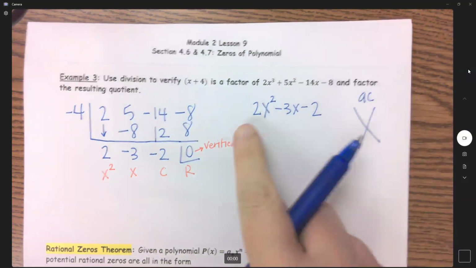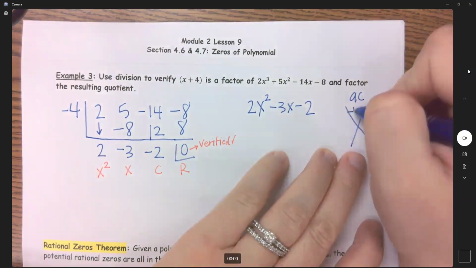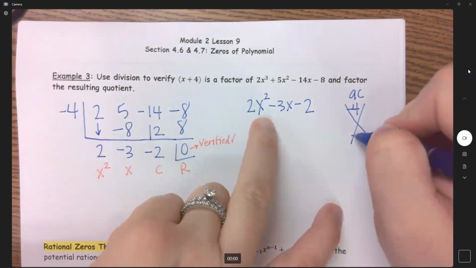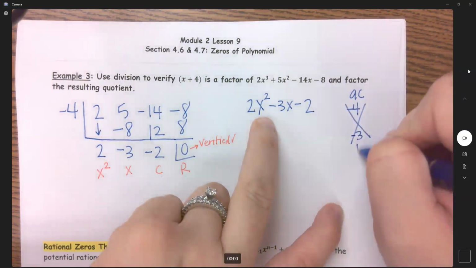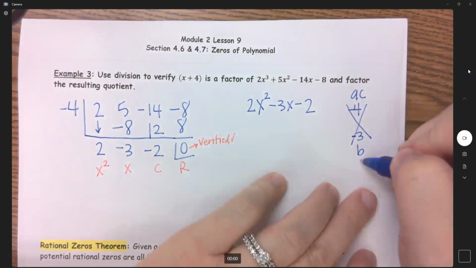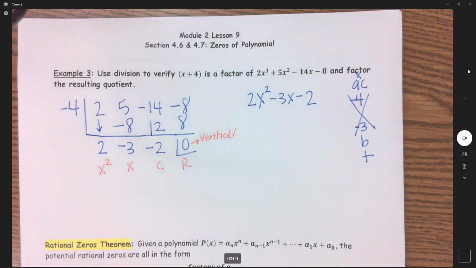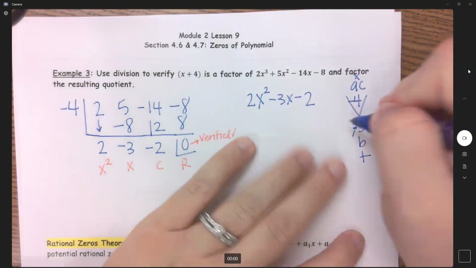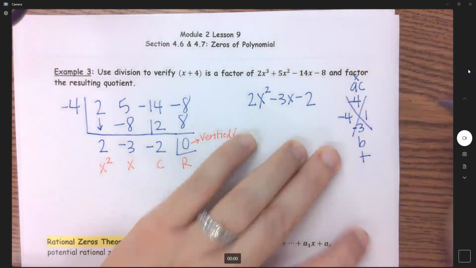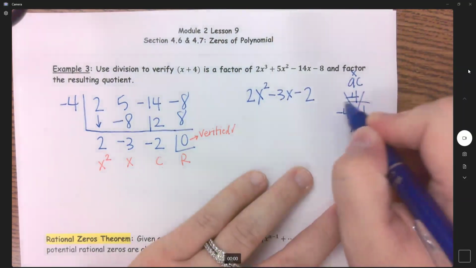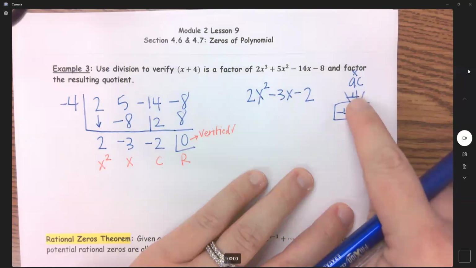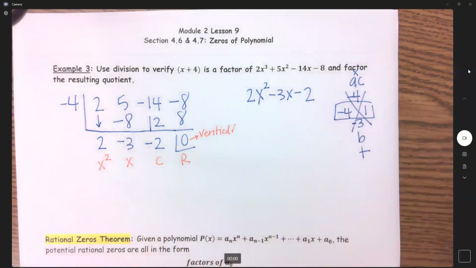My a times c is 4 times -2. My b term is -3. So what adds up to b but multiplies to ac? Pause the video if you want some more time. We get -4 and 1. -4 times 1 is -4. When I add, we get to -3.